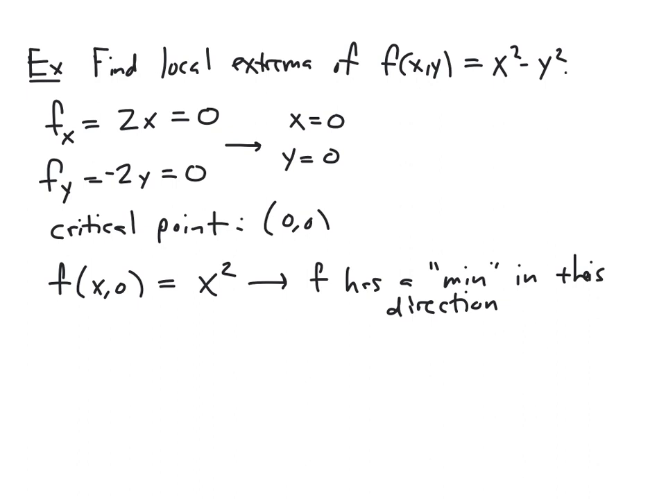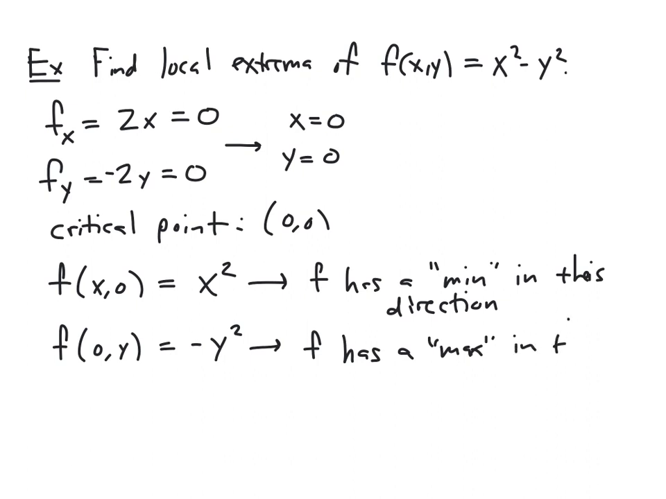However, we could also approach along the y-axis, and so that would be f of 0, y. When I plug x equals 0 into the function, I get negative y squared. And so this would be an upside down parabola, and in this direction, f would have a maximum value. Because the parabola negative y squared opens down, and the origin would be the highest point on that particular graph.